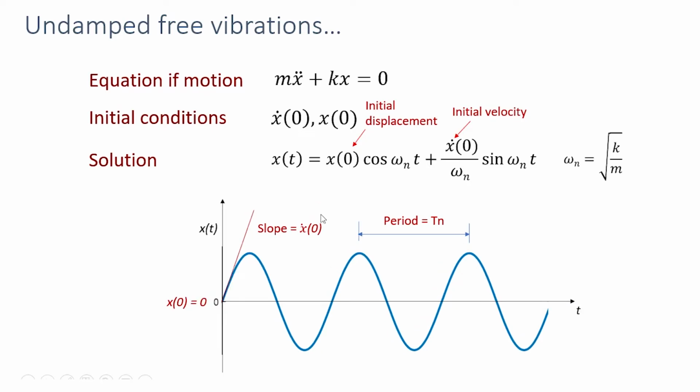So if we have given only initial velocity to the system, our response will look like this. The initial displacement will be 0.